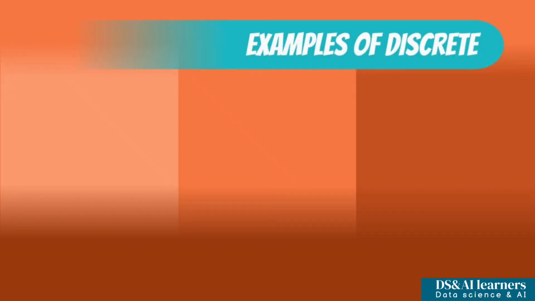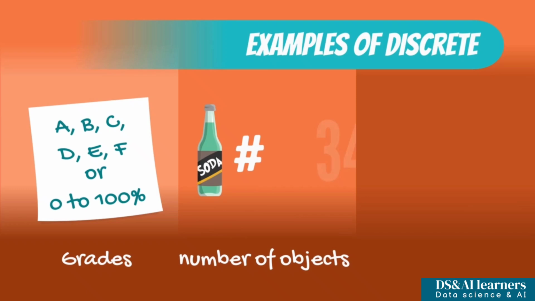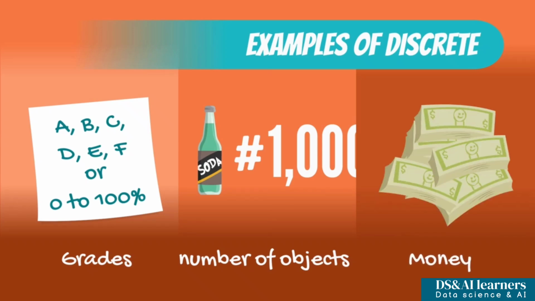Just to make sure, here are some other examples of discrete and continuous data. Grades at university are discrete. A, B, C, D, E, F, or 0 to 100%. The number of objects in general. No matter if bottles, glasses, tables, or cars, they can only take integer values. Money can be considered both, but physical money like banknotes and coins are definitely discrete.